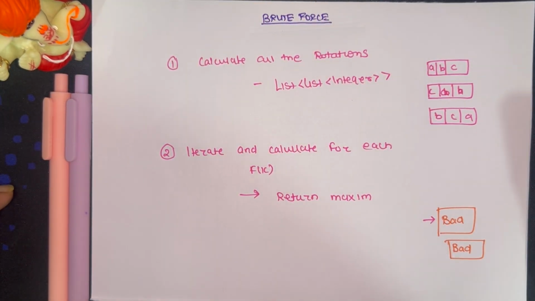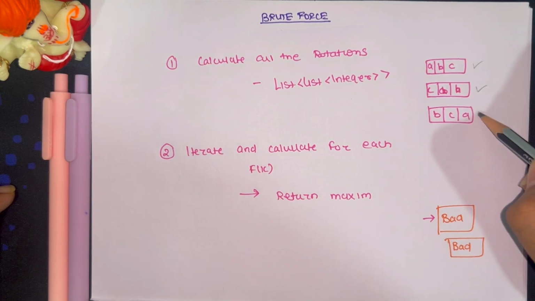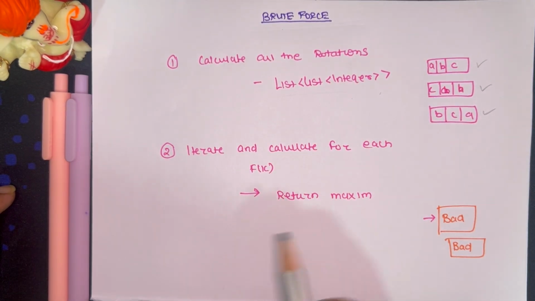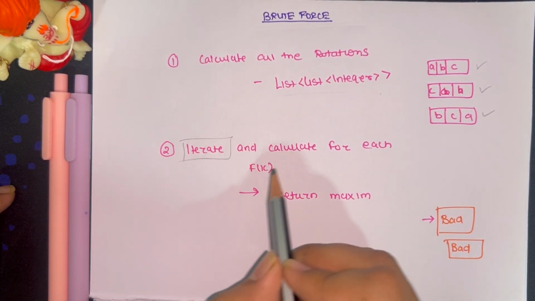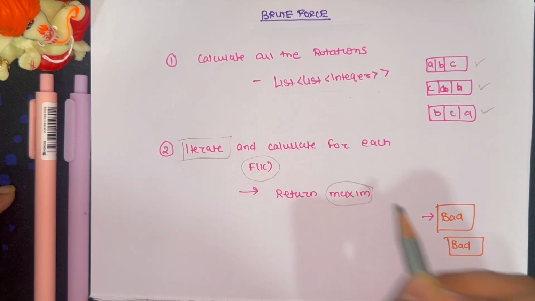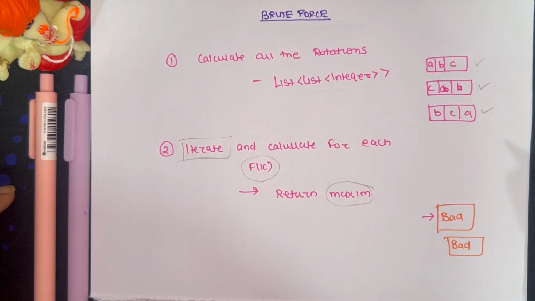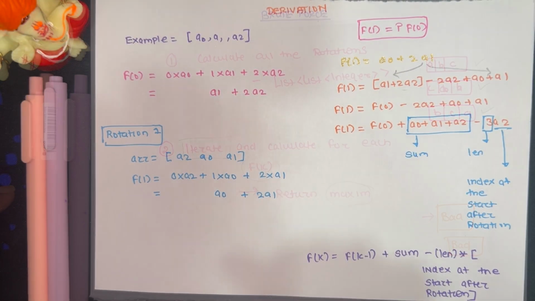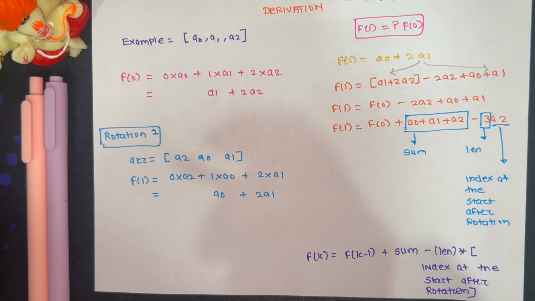The brute force approach is very simple. We'll just calculate all the rotations, store them in a list, iterate through all the lists, calculate the value of f of k for every list, and then return the maximum. But this will be a very bad solution. The time complexity is very bad here. Let's go through this derivation.